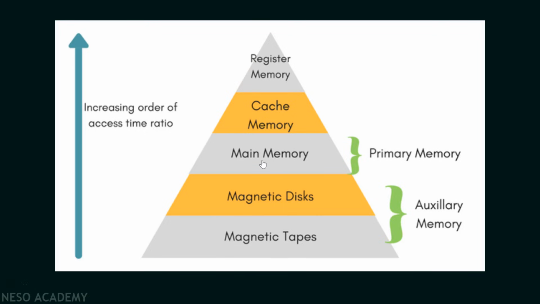Main memory is also called primary memory. One point I would like to mention is that register memory is placed on top because this memory is the fastest among all, while magnetic tapes are the slowest. On the other hand, magnetic tape size is very large and register memory size is very small. Therefore, it can hold less content but is very fast to access, and magnetic tapes hold a greater amount of content but are very slow.